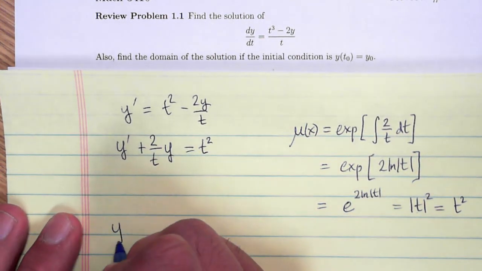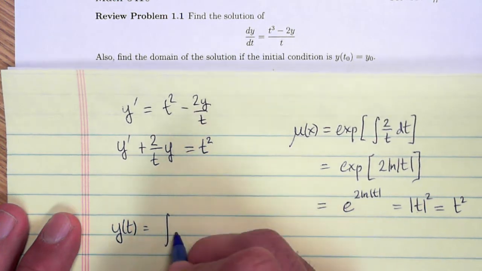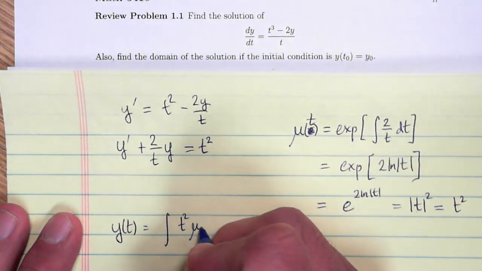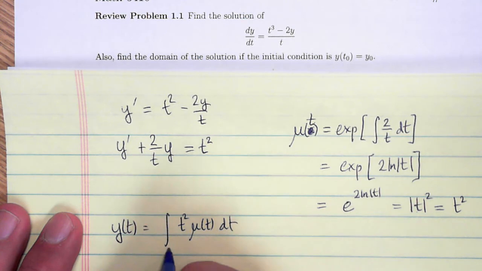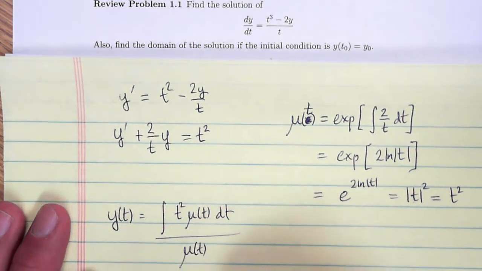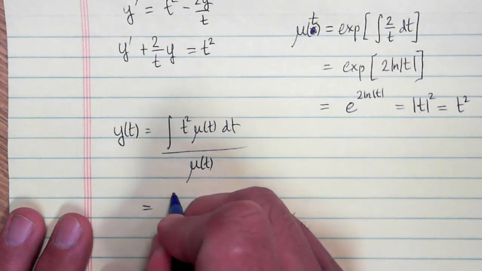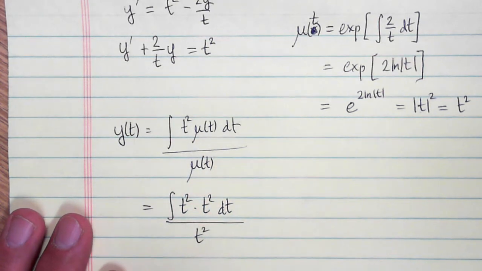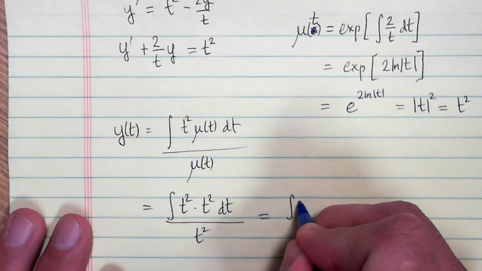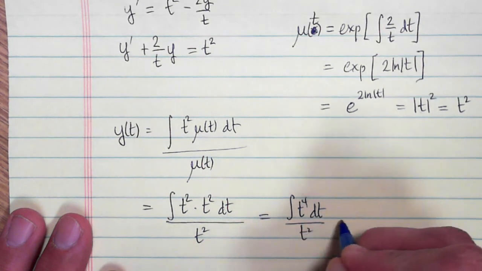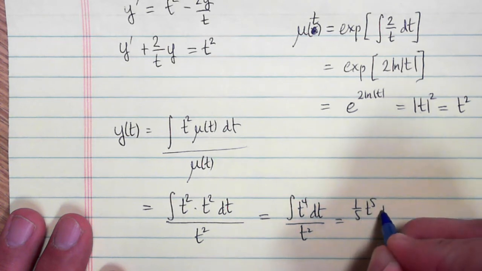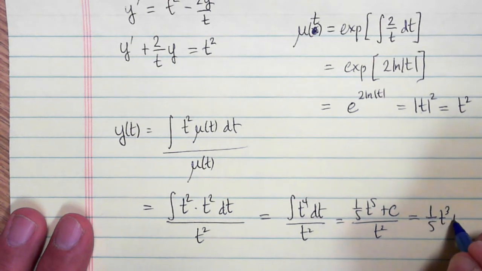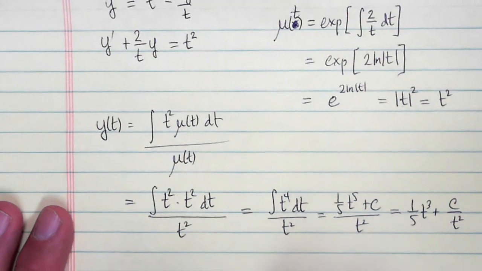And so finally, y of t will be equal to the integral of this t squared times, and I should have written mu of t here, not mu of x, I apologize, mu of t dt, all over mu of t. So that's equal to the integral of t squared times t squared dt all over t squared. So that's equal to the integral of t to the fourth dt over t squared. So that's 1/5 t to the fifth plus c over t squared, which becomes 1/5 t cubed plus c over t squared. And so that is the answer.